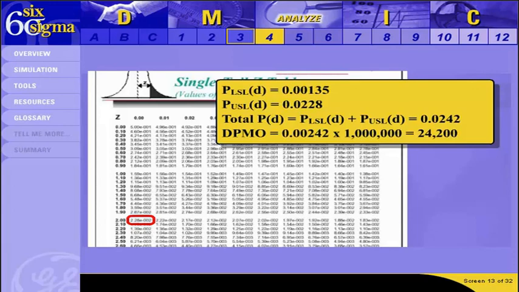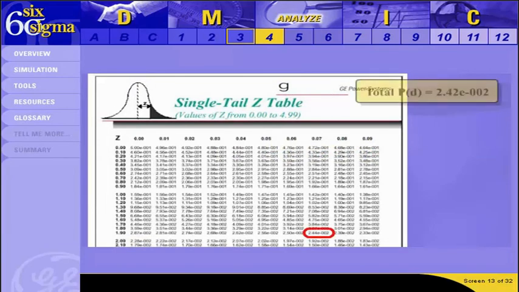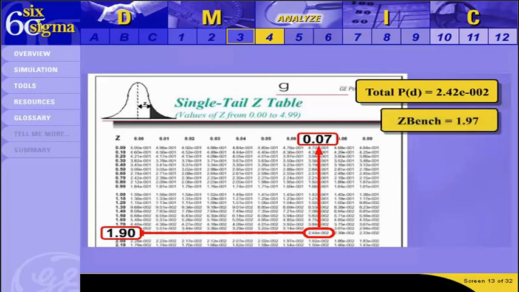0.00242 with 1 million. To complete the calculation, we need to figure out the Z-score corresponding to the P parenthesis D of 0.00242. The closest we can find is 2.44 times 10 to the minus 2. Moving to the left, we find the first part of our Z-bench is 1.90. While moving up, we find the rest of it is 0.07. So our Z-bench for this process is 1.97, or about a 2 sigma process, and the corresponding DPMO is 24,200.